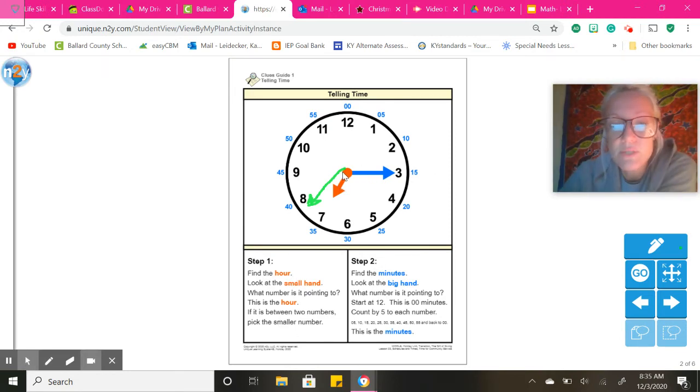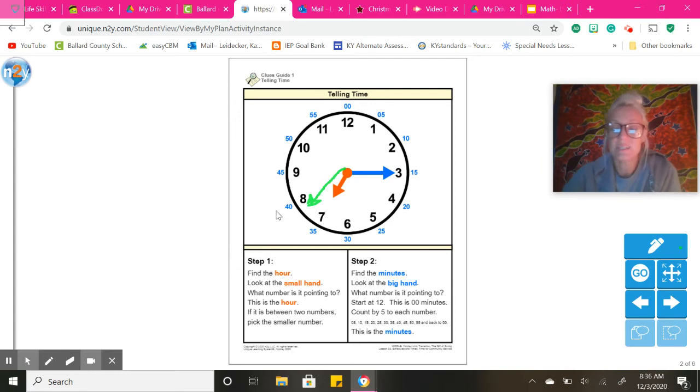So if it's in between the 7 and the 8, it's actually going to be the smaller number because it's not technically 8 o'clock yet if it's in between the two numbers. It's only going to be the 7, which is the smaller number.